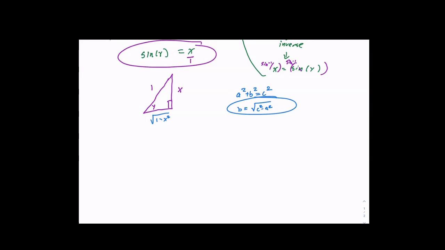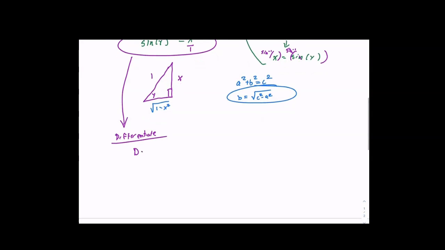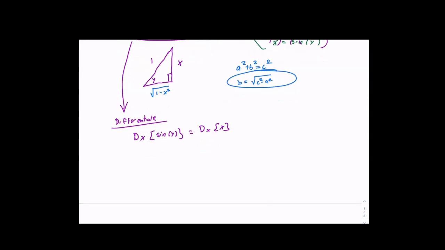All right, so now that we have that picture, we can actually differentiate. What I mean there is we're going to take the derivative of the sine of y and set that equal to the derivative of x. So it's an implicit differentiation, right? What do I get on the left side of this derivative? What is the derivative of sine of y with respect to x?